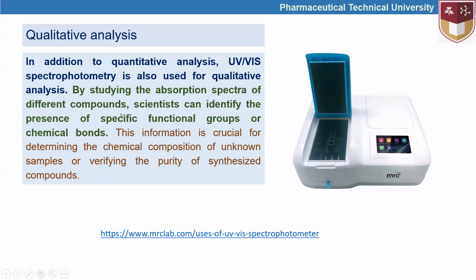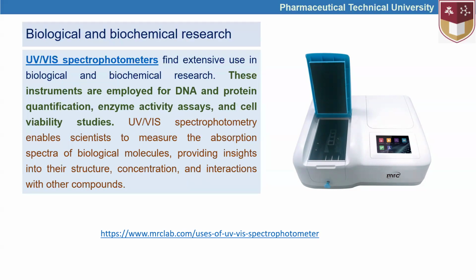Okay, and this is about the qualitative analysis. In addition to the quantitative analysis, UV spectrophotometry is also used for qualitative analysis. By studying the absorption spectra of different compounds, scientists can identify the presence of specific functional groups or chemical bonds, as I mentioned earlier. This information is crucial for determining the chemical composition of unknown samples or verifying the purity of synthesized compounds. If some tools are used for quantification, it is possible to use them for qualitative analysis as well in general.